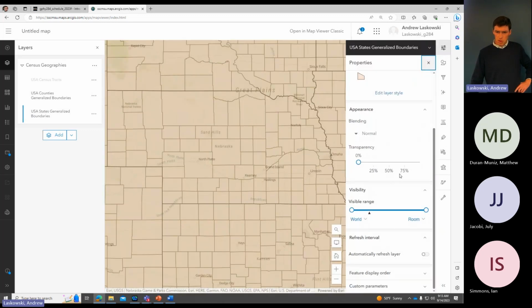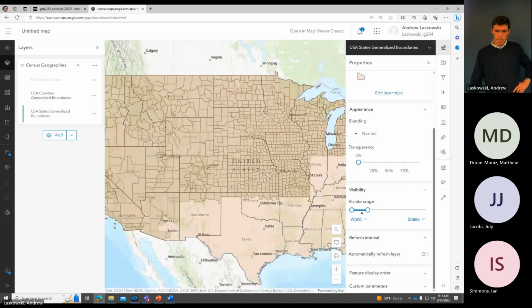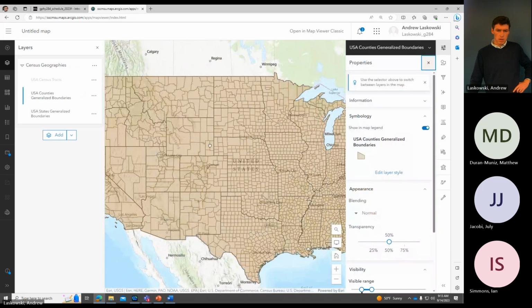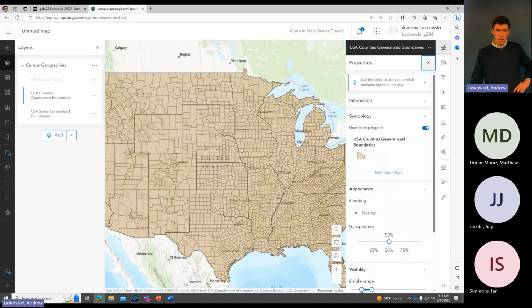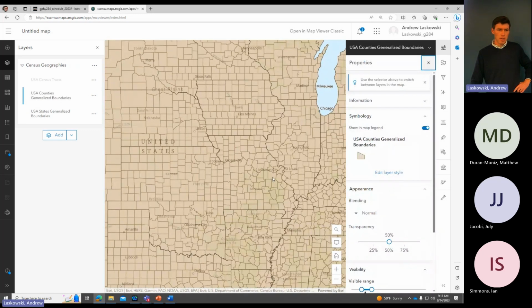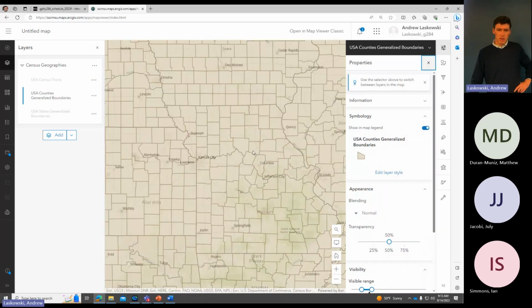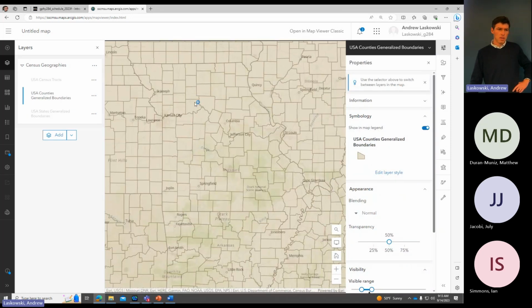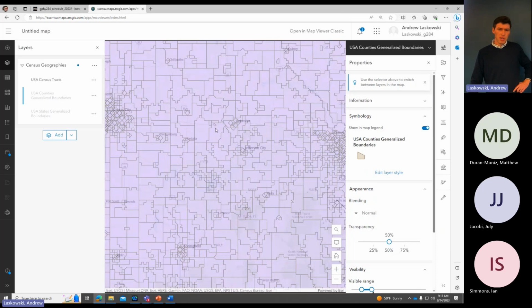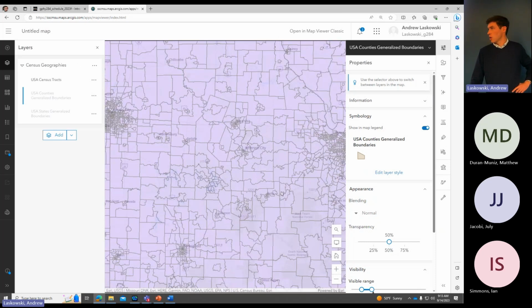And the states should be turning off, but I don't think that took for whatever reason. Try that again, right? We zoom in. We've got two layers turning on. Zoom in further, the states turn off. We can just see counties. Zoom in further, the counties turn off and the census tracts turn on.